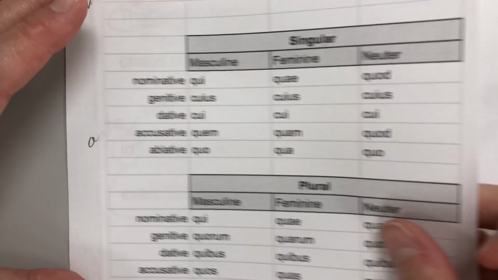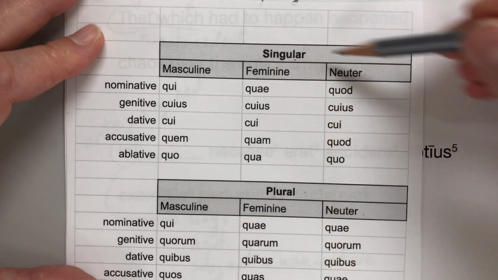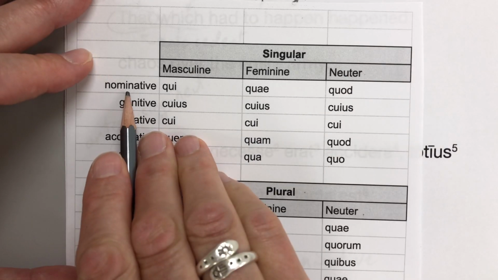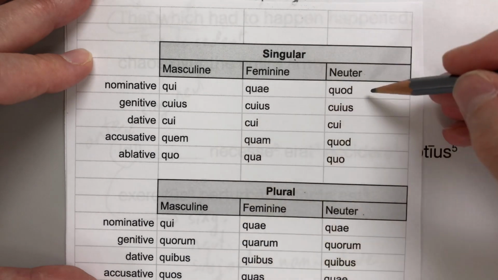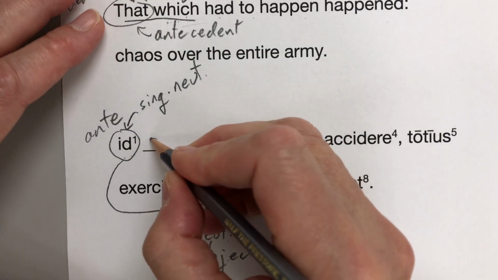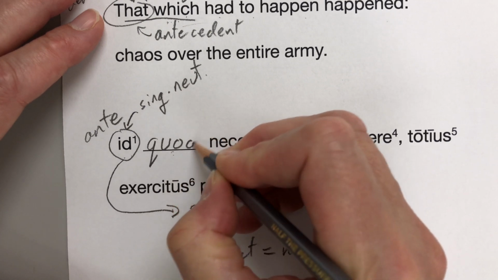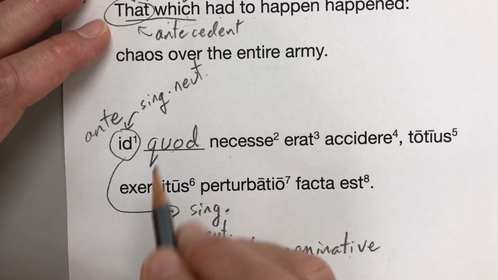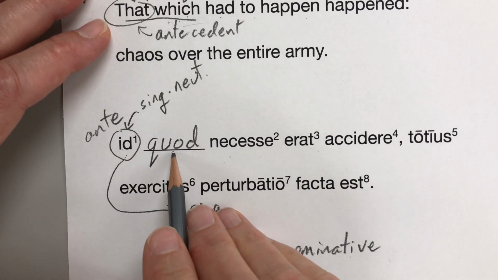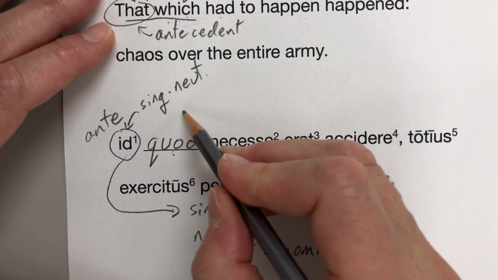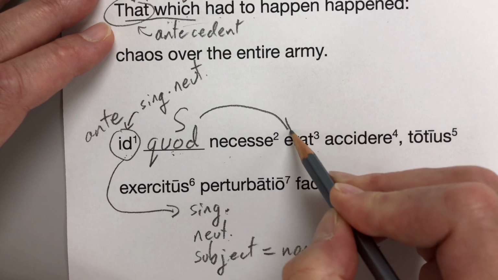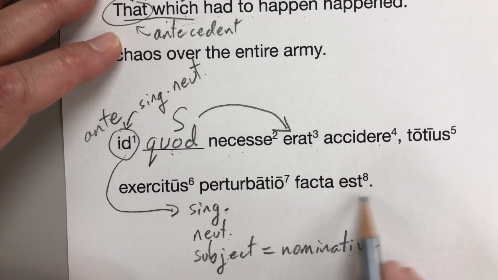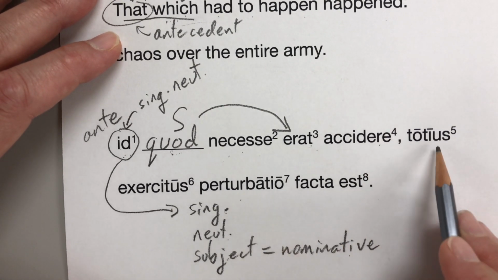Okay, let's bring the chart in here. Well, we're up here in the singulars, we're over here in the neuters, and we're right at the top with the nominative. Quod. Qui, qui, quod. There it is. We put it in there now. All right. Victory. Agrees with its antecedent in number, singular, singular, and gender, neuter, neuter. But its case is determined by its function in its own clause. It is the subject of erat. That which it was necessary to happen, happened. Chaos of the entire army.